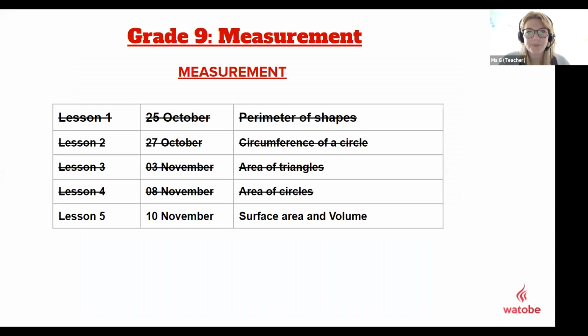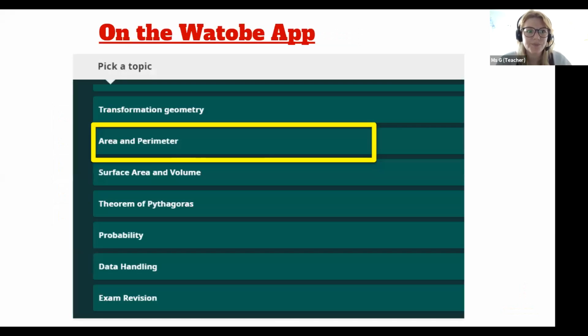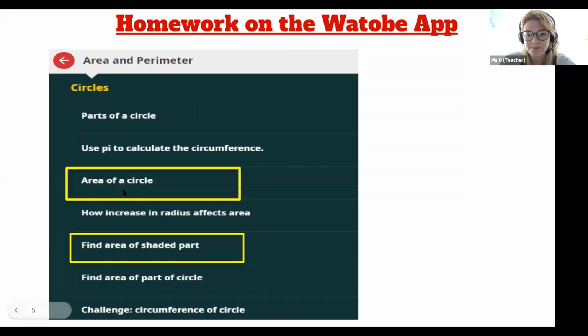For this particular topic, we were doing area of circles today, for those of you who maybe joined late or were lost. You can just go to the Watobe app and go to area and perimeter, and then go to circles, go to area of a circle and find the area of shaded part, and just make sure that you watch the videos there, you do the lessons. If there's quizzes, you do the quizzes, and then you can always go back to the Watobe website as well to rewatch this lesson if you joined late or you did not understand certain things, or sometimes maybe the teacher moved too fast through a question, and you did not see it or manage to finish it. So make sure that you give yourself a chance to understand things by just repetition.